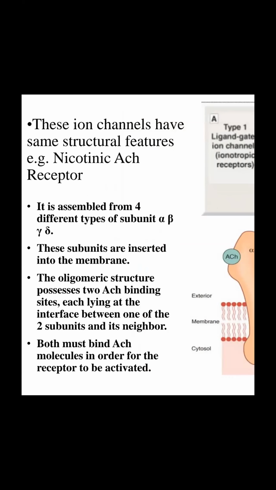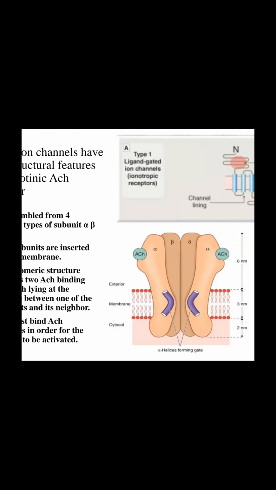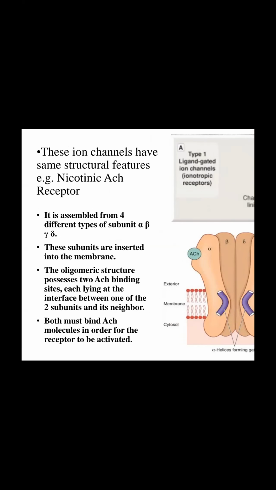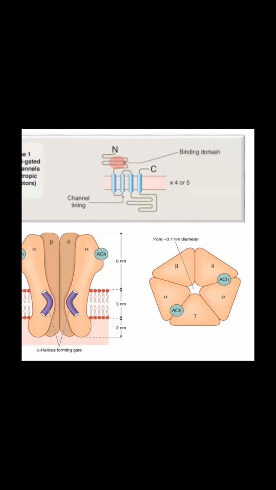These subunits are inserted into the membrane, outside on the surface of the cell. The oligomeric structure possesses two acetylcholine binding sites, each lying at the interface between one of the two subunits and its neighbor. So now two acetylcholine binding sites are there in one ligand-gated ion channel receptor. Both must bind an acetylcholine molecule in order for the receptor to be activated. Okay, so whenever the drug comes, it will come in contact with these two acetylcholine sites, and only then will this gate get activated for the function required.